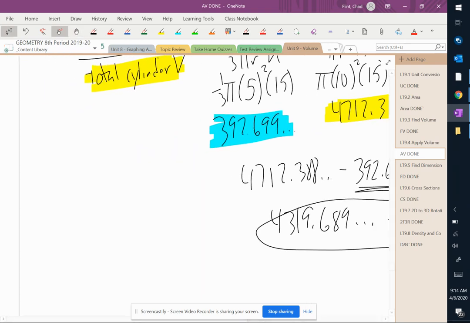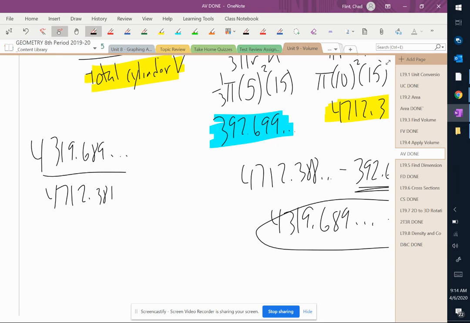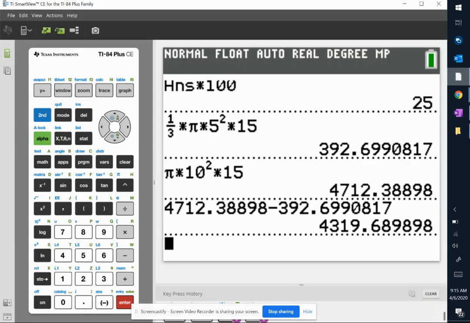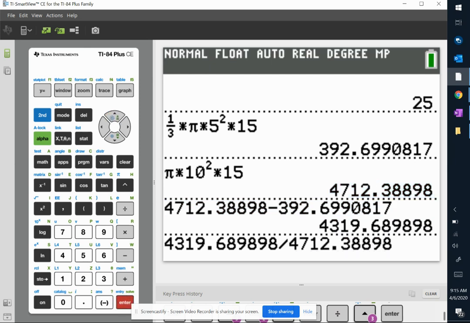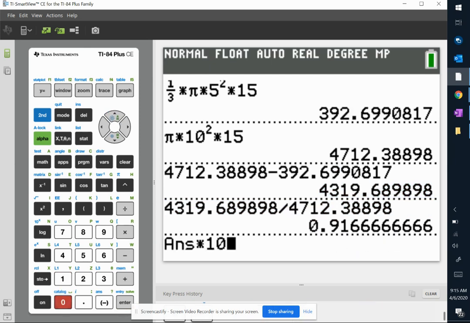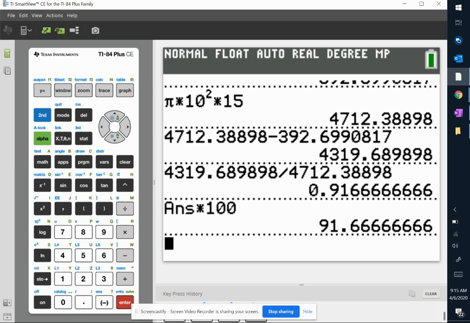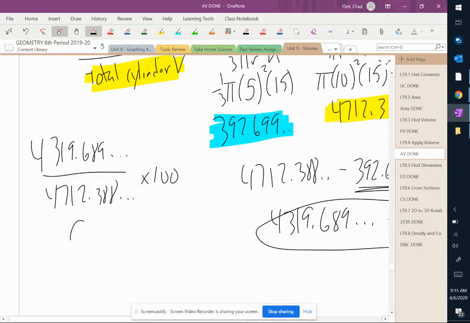So to get my percent, it's 4319.689 divided by 4712.388 times 100. And that's going to give me the percent that's empty there. So it's going to be this divided by this times 100. So 91.6 repeating, which is 91.7 to the nearest tenth.